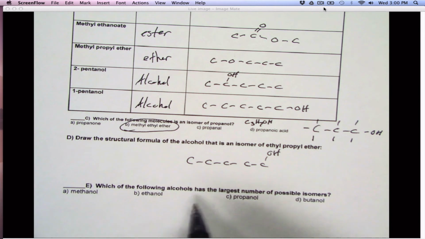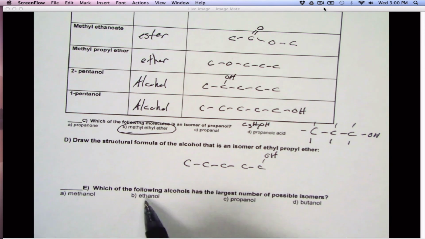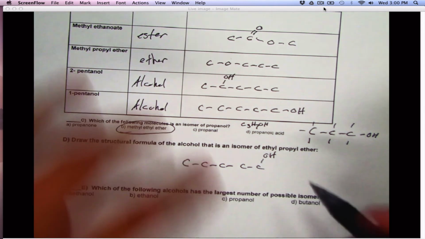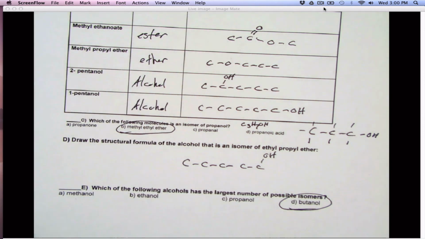And which of the following alcohols has the largest number of possible isomers? The more carbons you have, the more isomers you get. 1 carbon, 2 carbons, 3 carbons, 4 carbons. This one's going to have the highest because the highest number of carbons in there.